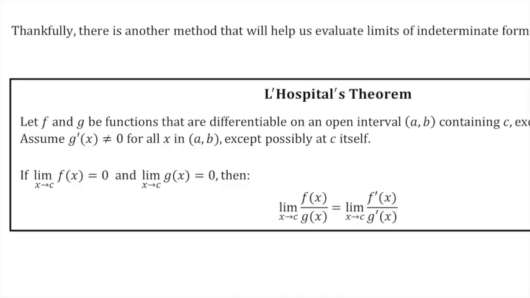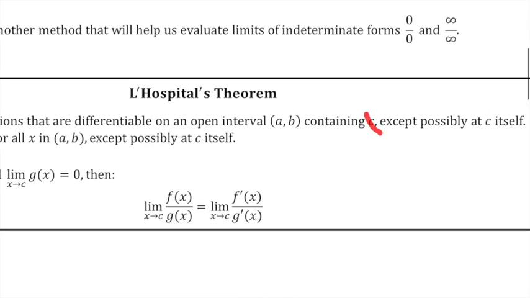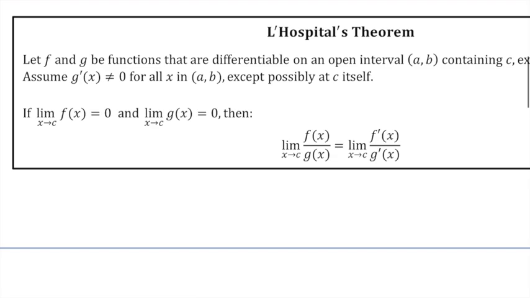Basically, L'Hopital's rule says if the functions are differentiable on an open interval a to b that contains a value we call c, and it doesn't have to be differentiable at c, and we assume that the derivative of the denominator is not 0, then if the limit of the numerator is 0 and the limit of the denominator is 0, we can just take the derivative of the top and the bottom and then plug in the limit after that. That's what L'Hopital's rule is.